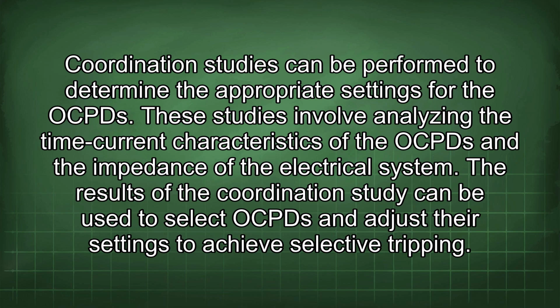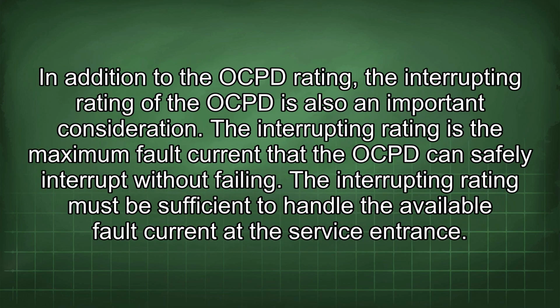Coordination studies can be performed to determine the appropriate settings for the OCPDs. These studies involve analyzing the time-current characteristics of the OCPDs and the impedance of the electrical system. The results of the coordination study can be used to select OCPDs and adjust their settings to achieve selective tripping. In addition to the OCPD rating, the interrupting rating of the OCPD is also an important consideration. The interrupting rating is the maximum fault current that the OCPD can safely interrupt without failing. The interrupting rating must be sufficient to handle the available fault current at the service entrance.